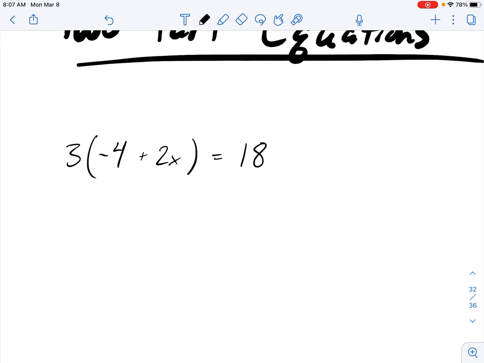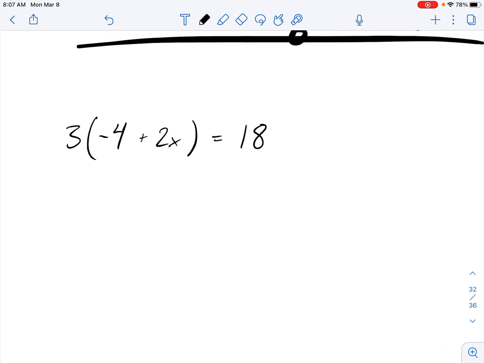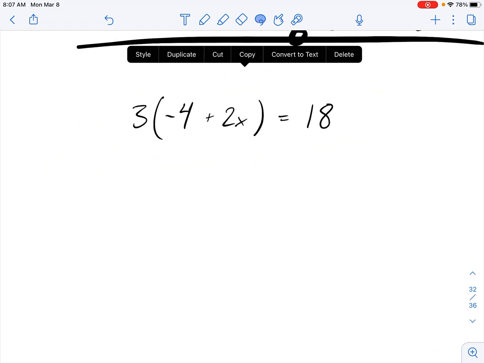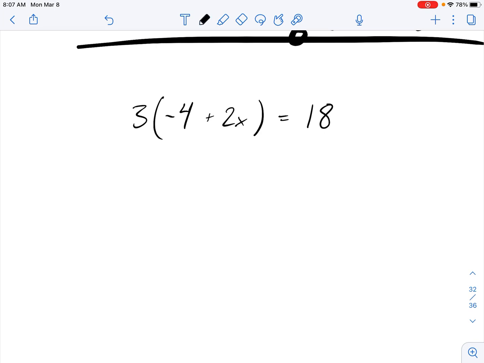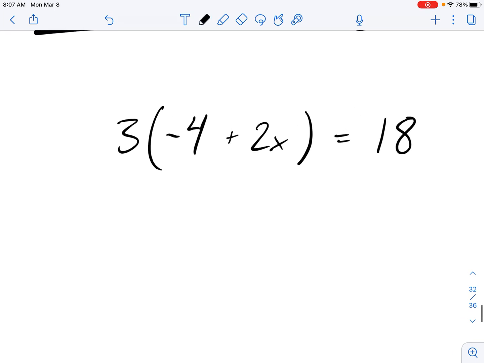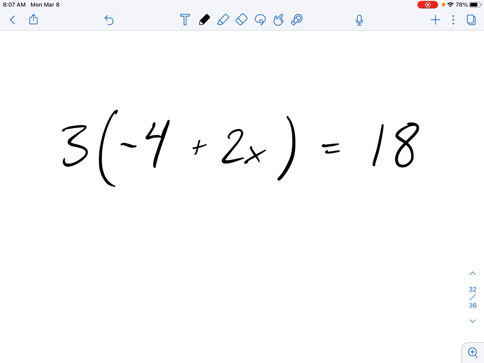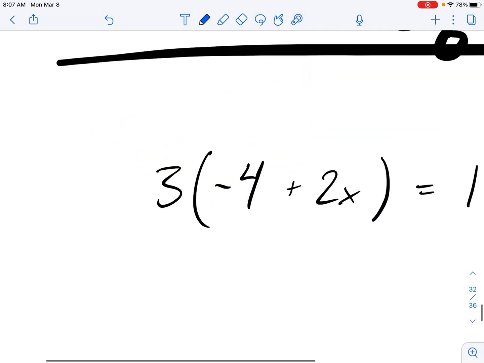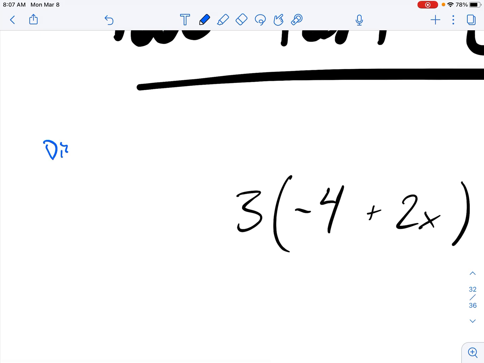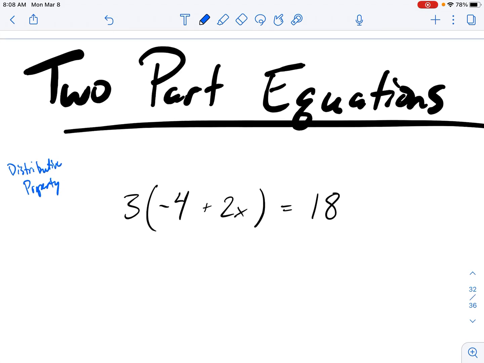So let's get started. On this one, we've been used to translating and then using do and undo to solve this. But before we can do that, we need to expand this expression. We can't have the parentheses. So we ask ourselves, okay, what do we do when we have a number on the outside of the parentheses? And that answer is we're going to use the distributive property. So you need to do this first before you can actually solve it.